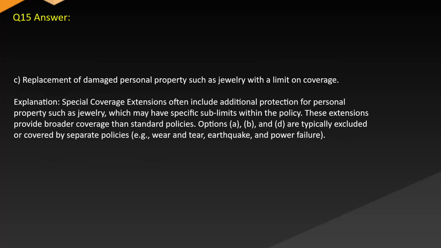Answer: C. Replacement of damaged personal property such as jewelry with a limit on coverage. Explanation: Special coverage extensions often include additional protection for personal property such as jewelry, which may have specific sublimits within the policy. These extensions provide broader coverage than standard policies. Options A, B, and D are typically excluded or covered by separate policies, e.g. wear and tear, earthquake, and power failure.